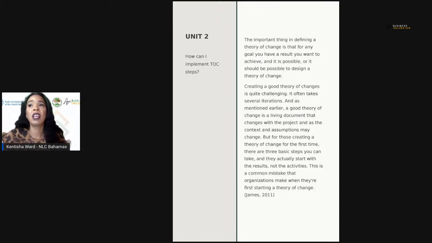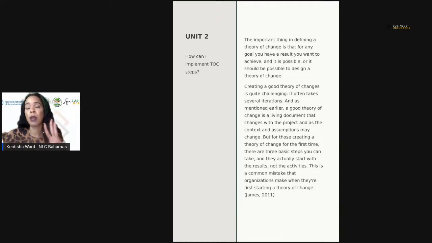So creating a good theory of change is quite challenging. When I first heard of the theory of change concept, it gave me the opportunity to stop thinking about just my business, but how can I think about how my business affects the world around me? It often takes several tries. And as mentioned earlier, a good theory of change is a living document that changes with the business, as the context and assumptions may change.